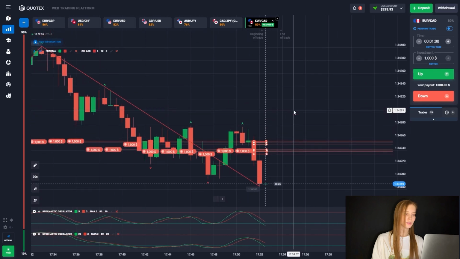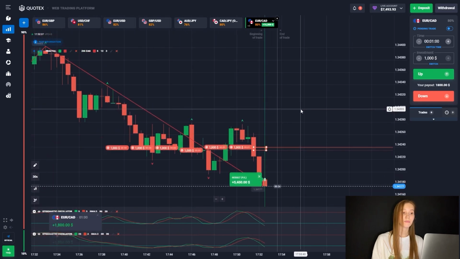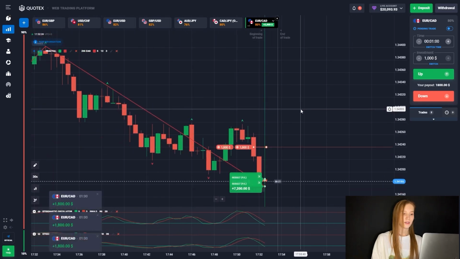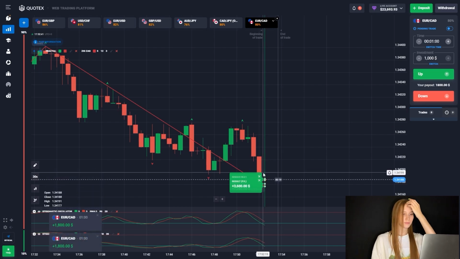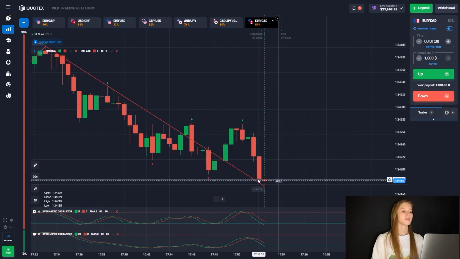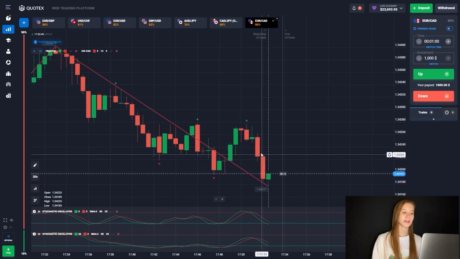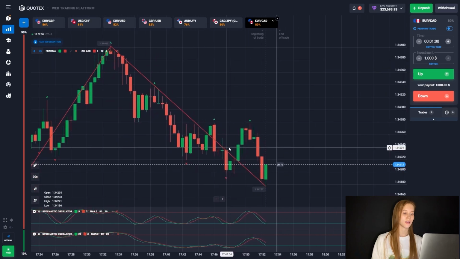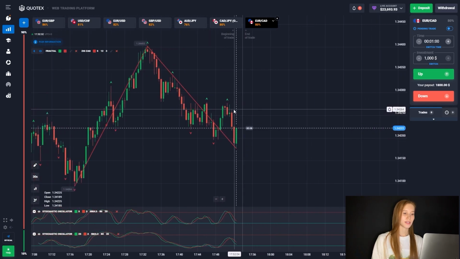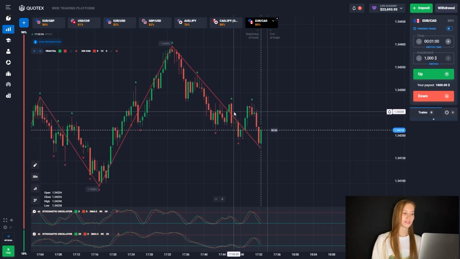And we see that our trades are positive. Perfect. So amazing result. On the balance, almost $24,000. Perfect. So let's end our trading session on these results.